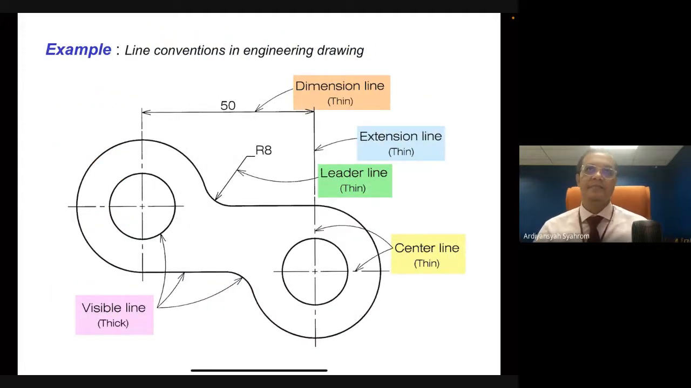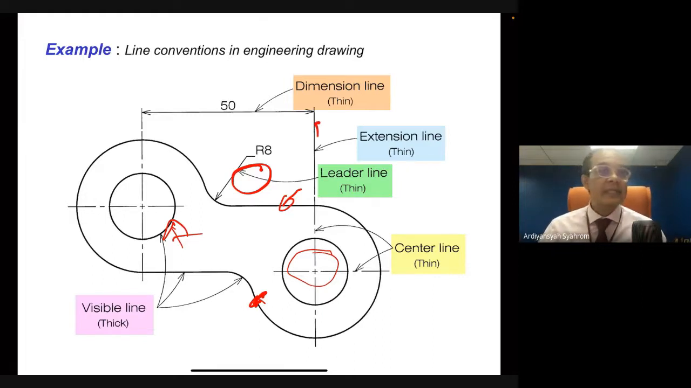In this example, that we call the dimension line, that we call the extension line, that we call the leader line, that we call the center line here. The one we call the visible line, this visible line, this visible line, the thick one. The thin ones are extension line, dimension line, leader line.